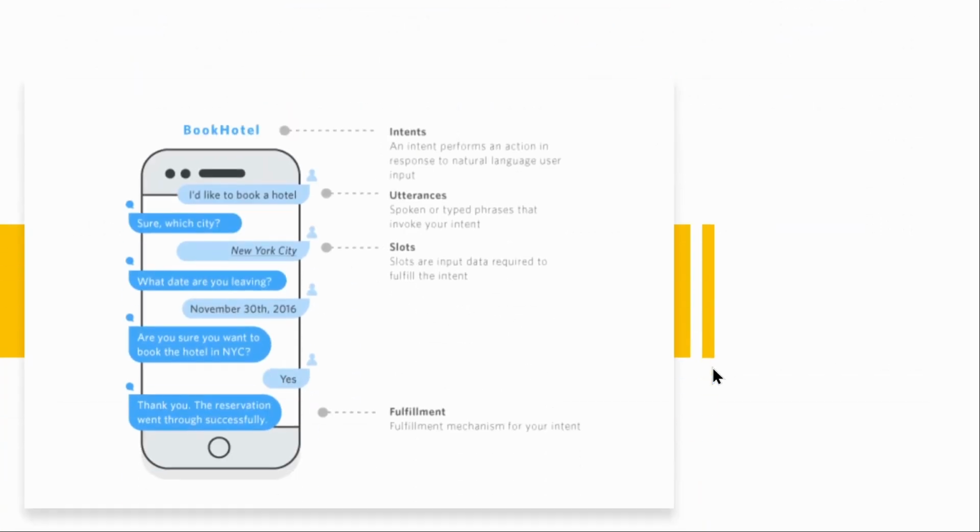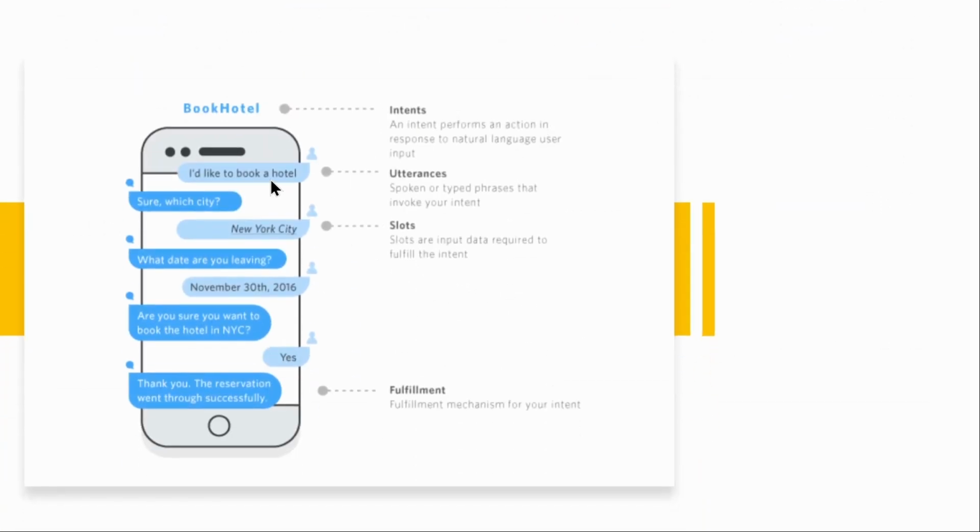And we'll see one more diagram. So suppose, see, these are the main parts of the bot. The first is intent. It is about the action you have in response to the natural language user input. Utterances are spoken or typed phrases that invoke your intent. Slots are input data required to fulfill the intent, and then there is the fulfillment mechanism for your intent.